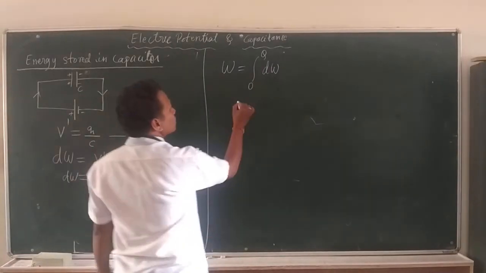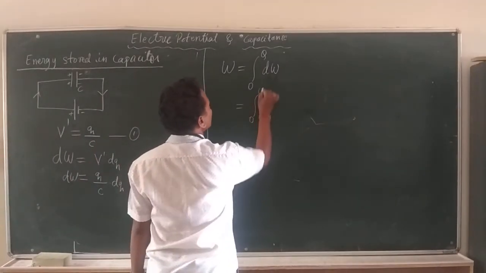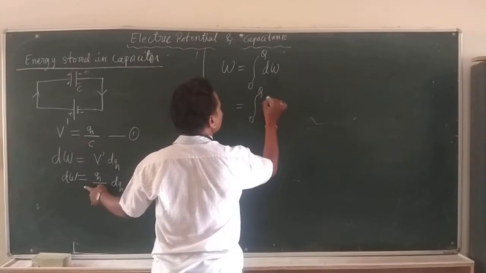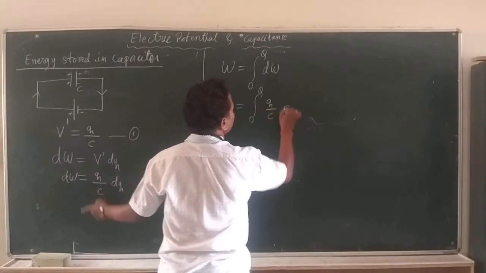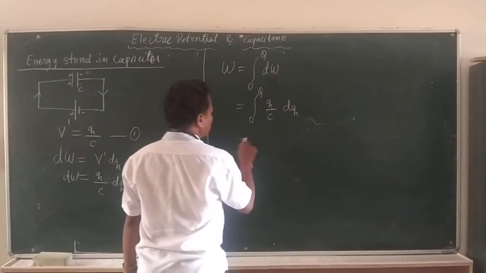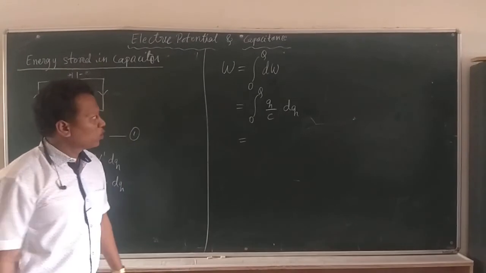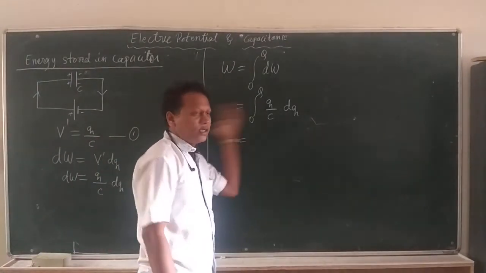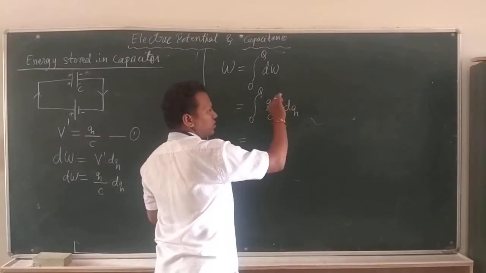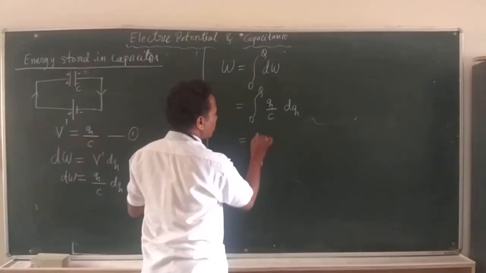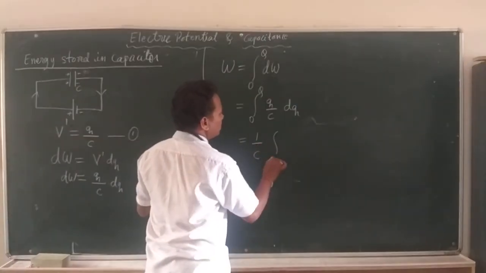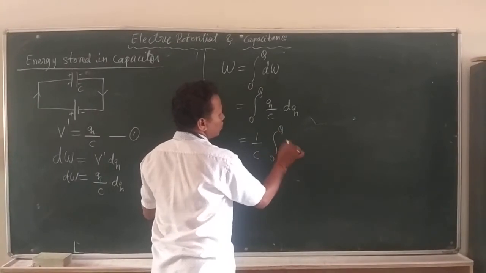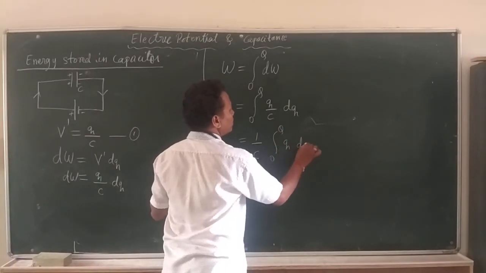Okay? Now, integrating from 0 to Q. What do you mean by dW? dW is Q by C into dQ. So I am integrating the terms. What is the condition I have to follow? Constant terms we need to take outside. In this expression, what is the constant term? The constant term is 1 by C, from 0 to Q, and Q into dQ.